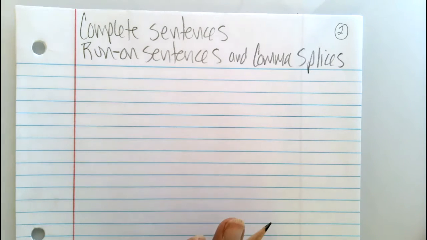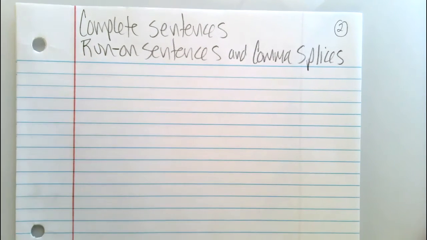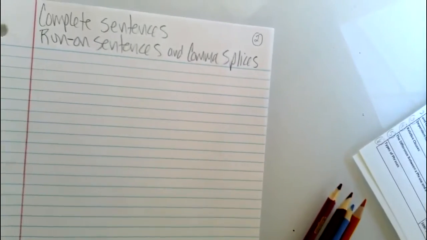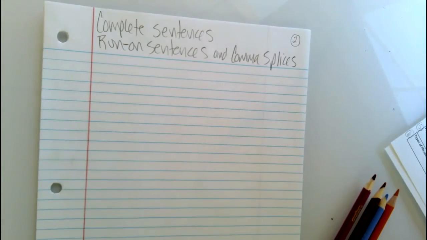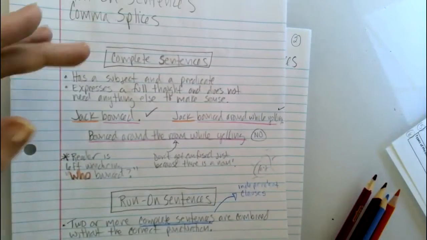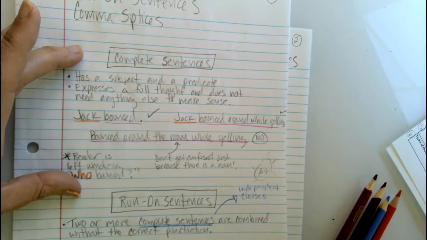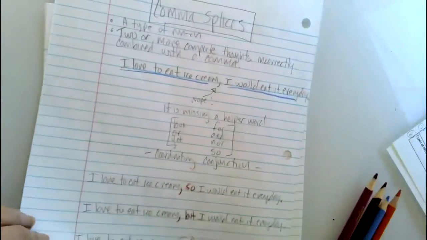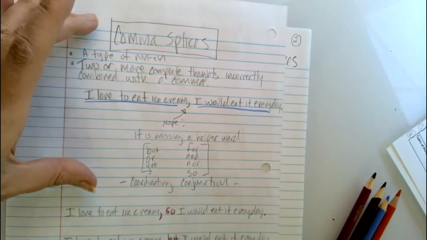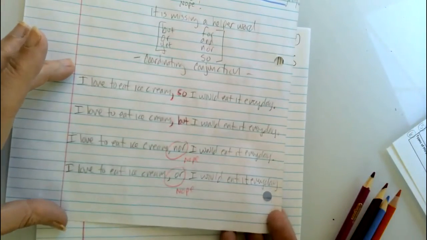All right, so for the organization of this page of notes, I'm going to go ahead and show you just so that you have a pretty good overview of what we're going to be doing. Before we start, you're going to be doing a section of complete sentences, and then a section of run-on sentences, and then on the back side of this page, a section of comma splices with some examples.